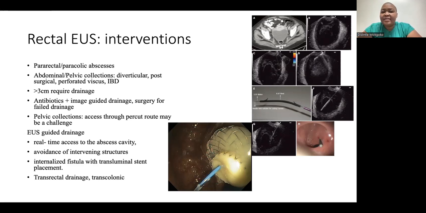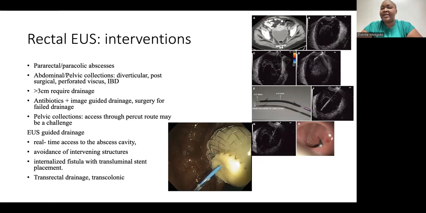So EUS guided drainage allows you to have real-time access to the abscess cavity. It allows you to sample and send off a pus sample first, or even sample any lymphadenopathy if you're worried about it being tuberculous, the pararectal abscess. You're able to very easily avoid intervening structures like vascular lesions, etc. You're able to get a better position from being in a shorter distance.